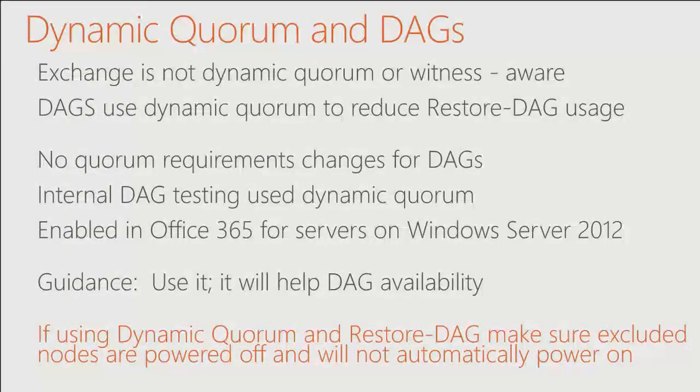So dynamic quorum and DAGs, we are dynamic quorum aware. We use it in our 2012 configurations. It helps reduce the amount of time you're going to have to run restore DAG to restore quorum because the quorum is shrinking as part of dynamic quorum, decreasing the chance that you get disruption to the DAG for the next failure. We use it on Office 365 for servers running on Windows Server 2012. We suggest you use it. It'll make your life better by reducing the occurrences of which you have to run restore DAG.